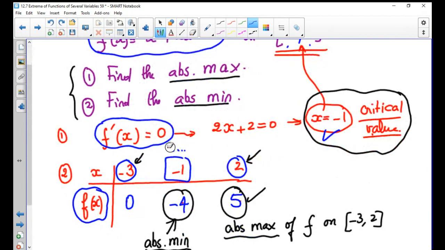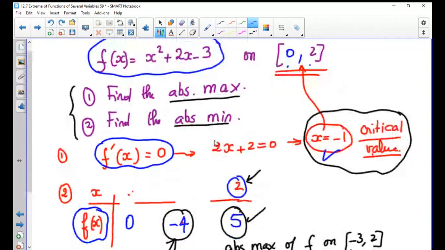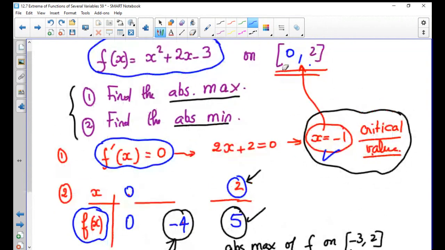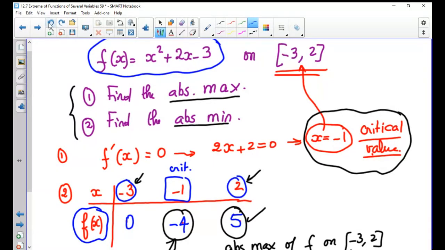No. So when you make your table, there is no critical value here. You will only have 0 here and 2 here and nothing in between. There is no critical value in the interval 0, 2. Do you understand? So the interval is very important, extremely important. It will tell you whether you can consider the critical value.